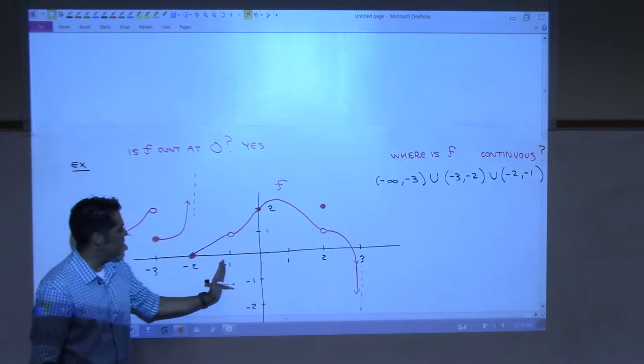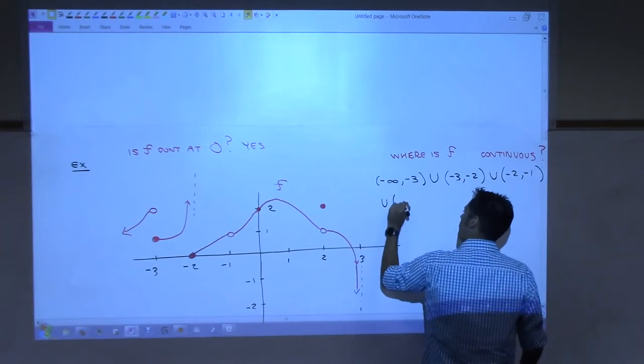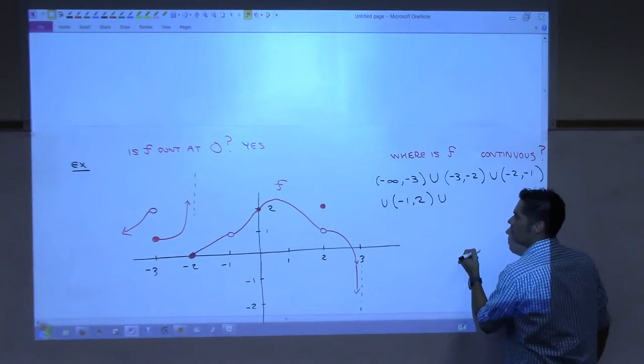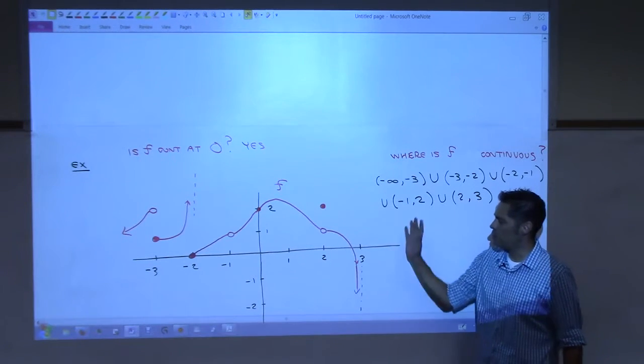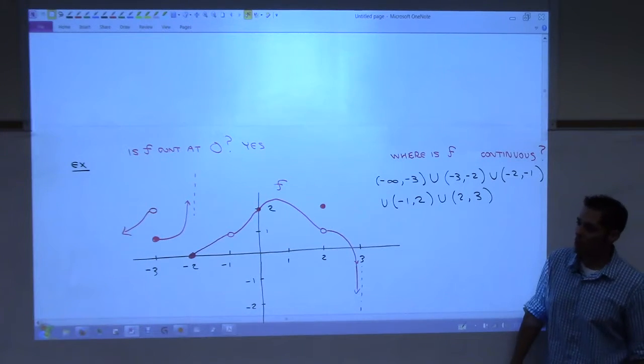So next one would be what? -1 to 2. And then the last one, 2 to 3. And it doesn't look like there's any more picture over here, so I'm not going to assume there is. That would be it. That's where f is continuous.